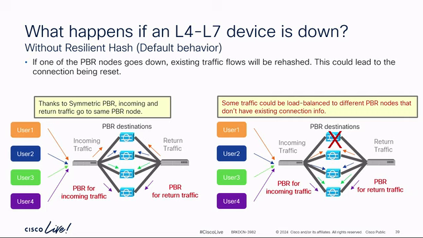Obviously, orange will be impacted. But if you are unlucky, blue that was going through the second node is now going through the third node. The third node doesn't know the existing connection. Then the existing connection might be impacted.